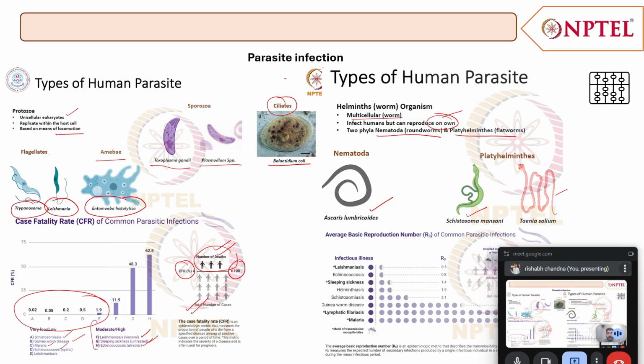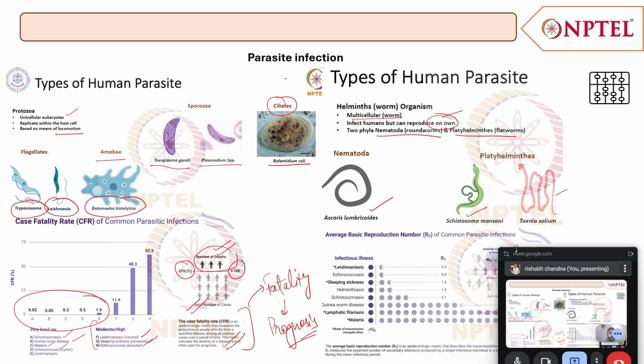Okay, then it is an epidemiological metric that measures the proportion of people who die from a specified disease among all positive cases over a period of time. This metric indicates the severity of the disease and is often used as a prognosis. So this is how we check for the fatality of the disease, and we can use it as a prognosis.